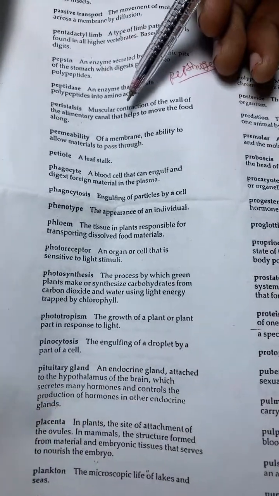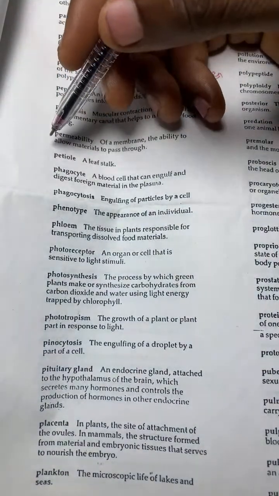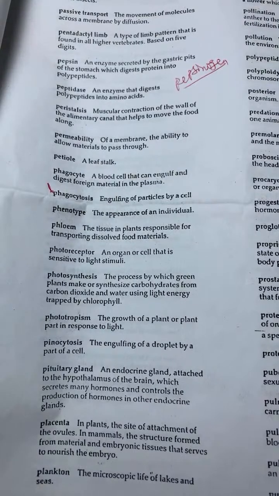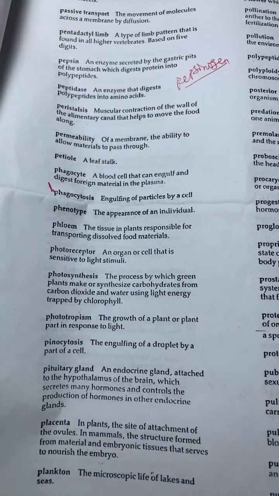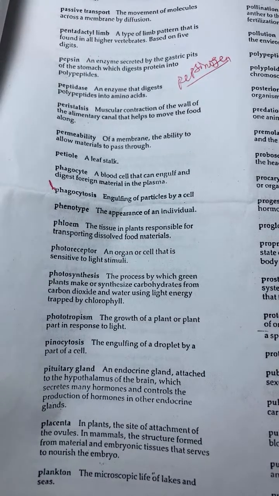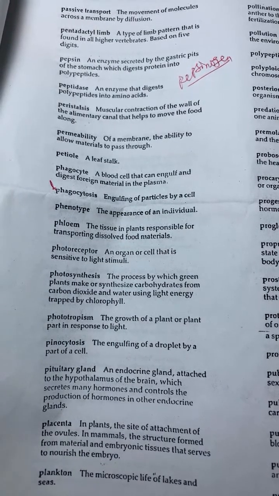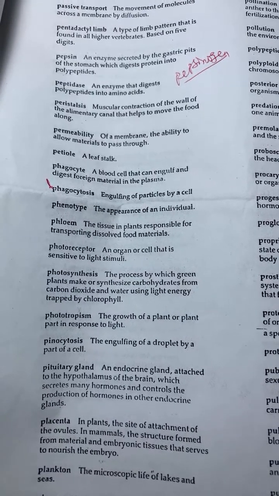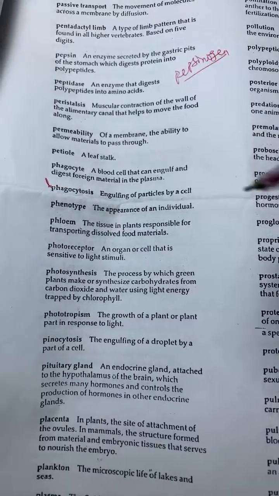All right, we'll move on to phagocytosis. Phagocytosis is engulfing of particles by a cell. And meanwhile, a phagocyte is a blood cell that can engulf and digest foreign materials in the plasma. Are we there now? Engulf and digest foreign materials in the what? In the plasma.